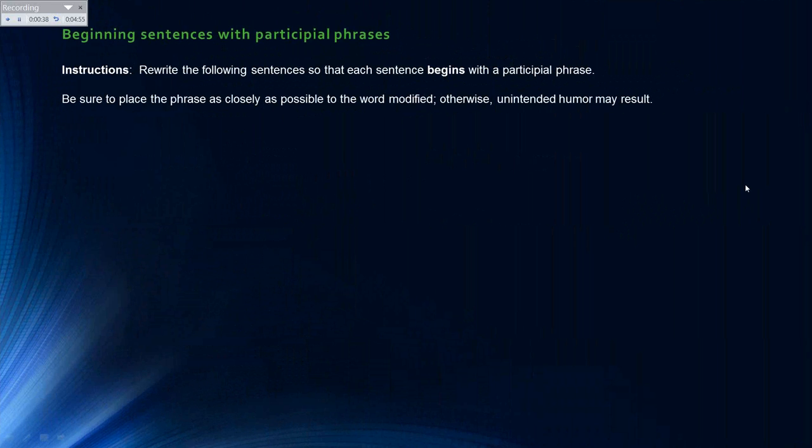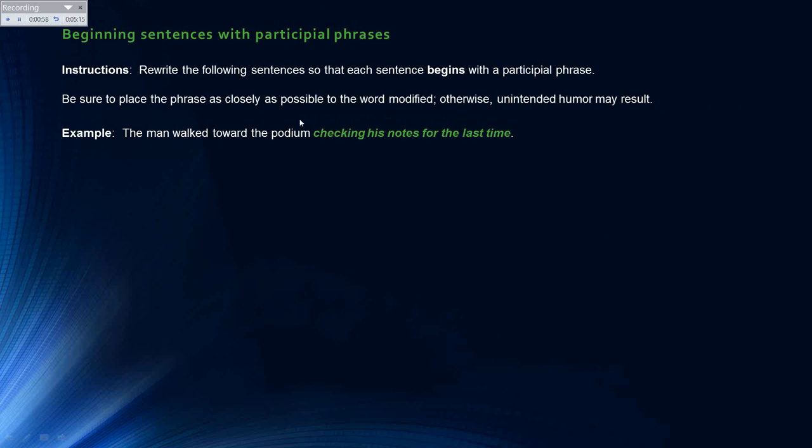They're looking for sophisticated structure, and starting sentences with participial phrases is one real good way to get it there. So we've got, the man walked toward the podium checking his notes for the last time. Remember that participial phrases simply do modify the nouns they sit next to, whether we like it or not. And therefore, this sentence is really saying that the podium was checking his notes. That's absurd, of course. So what we really want is to put this over here so that it modifies man.